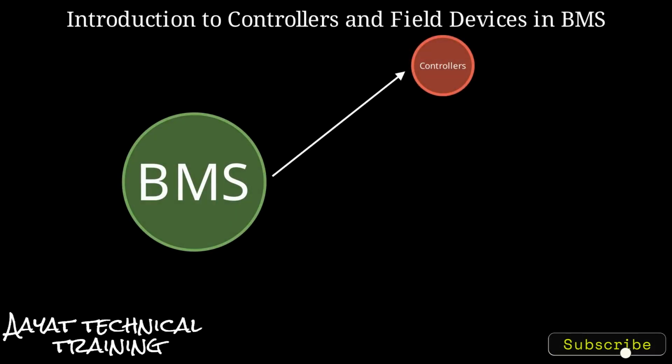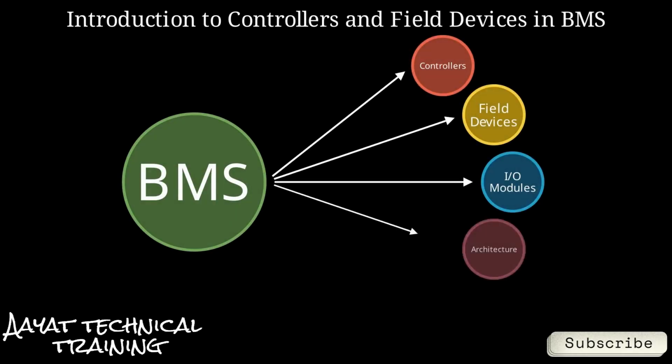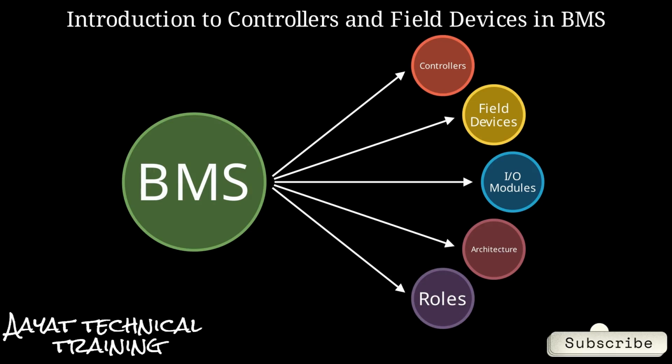Controllers are the brains of a building management system, BMS, processing sensor inputs, executing logic, and controlling outputs. Field devices, such as I/O modules and interface modules, connect sensors and actuators to the controllers. This chapter covers controller types, architecture, field I/O classification, and their roles in a fully functional BMS.